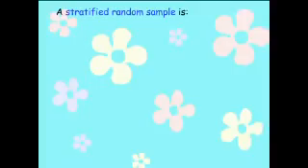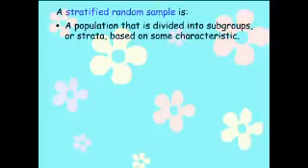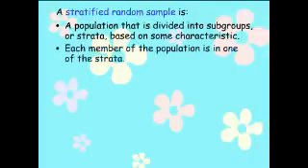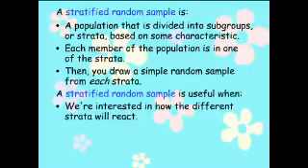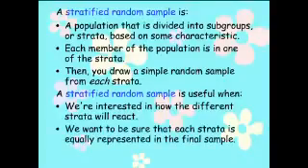A stratified random sample is one in which the population is first divided into subgroups, or strata, based on some characteristics such as gender, age, or race. Each member of the population is then in exactly one of the strata. Then you draw a simple random sample from each strata. This may be useful when we're interested in how the different strata will react. For example, will blacks and whites react differently to race-sensitive questions? It's also useful if we don't want to rely on chance, that is, randomization, to be sure that each strata is equally represented in the final sample.